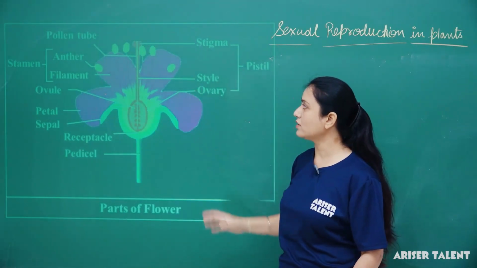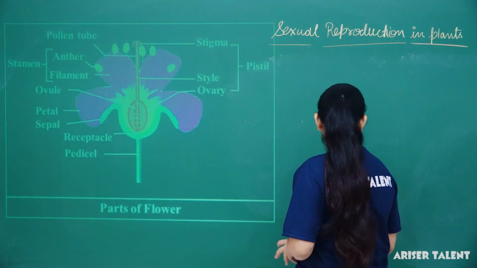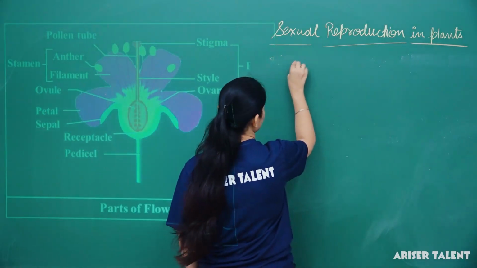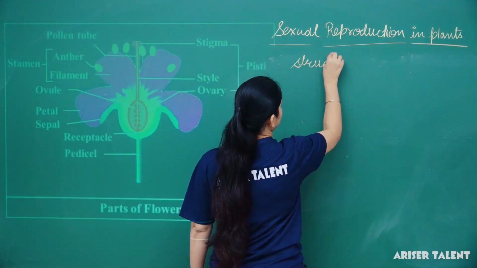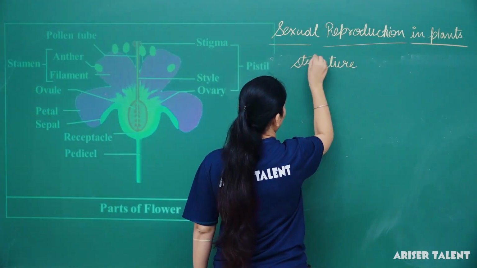Okay, so this is the structure of a flower. Now let me define to you the structure of a flower.